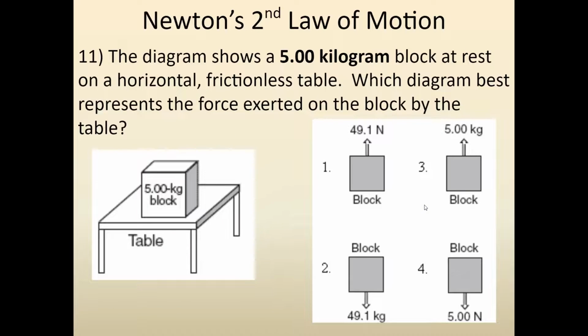All right, and this is the last question. Here they want to know which one represents the force on the block by the table. This one can actually be done through process of elimination. If you look through, choices 2 and 3 are measured in kilograms. Choice 4 is going down, and that's not how that works. Also, that's not an appropriate force, but we know that the normal force, the force exerted on the block by the table, would be going upwards.